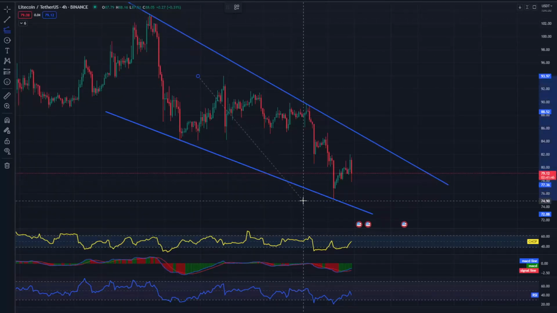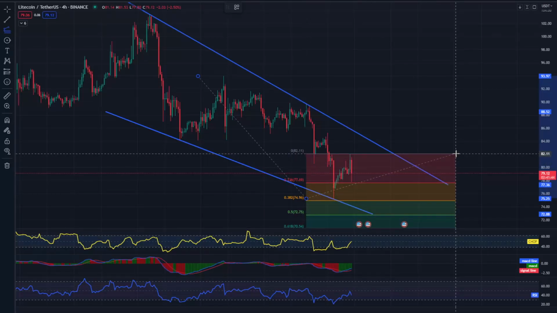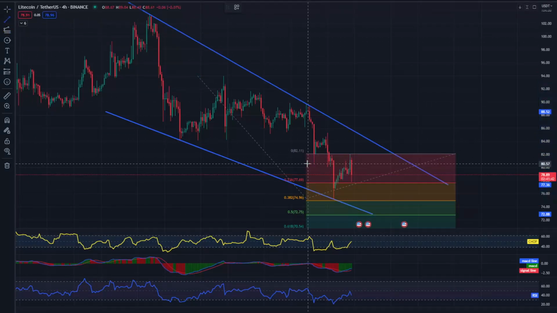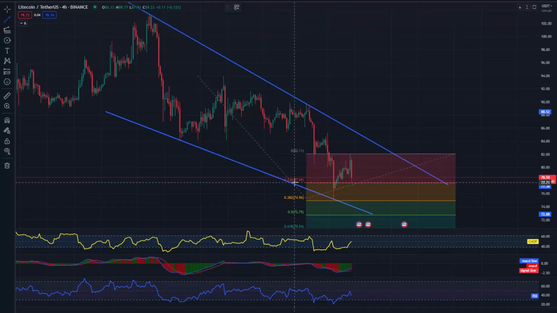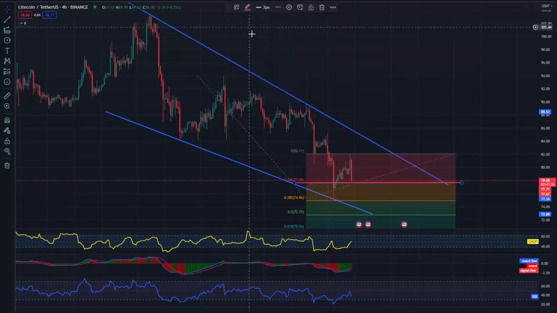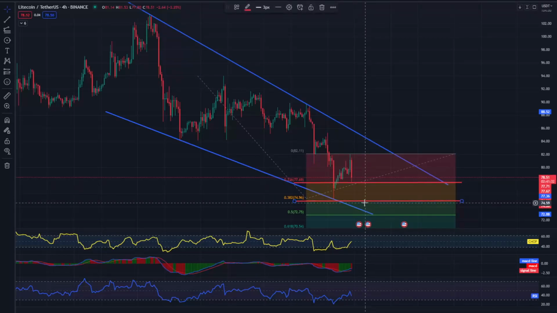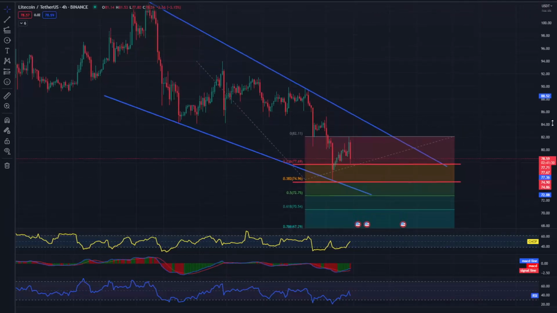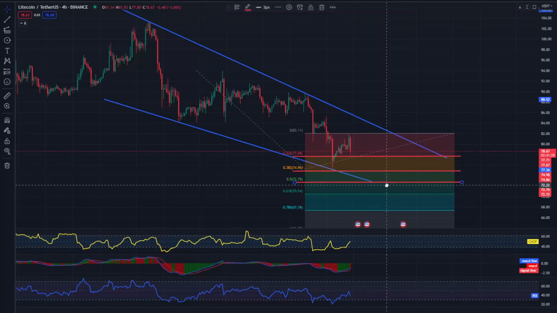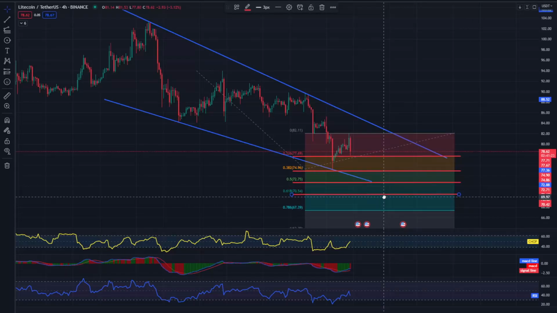Moving on, we can move on to marking the support areas when the initiated correction begins to deepen. And here, the first support that is currently holding the price is at $77.61. The second support is at $74.90. The third support is at $72.71. And we still have support at $70.46.